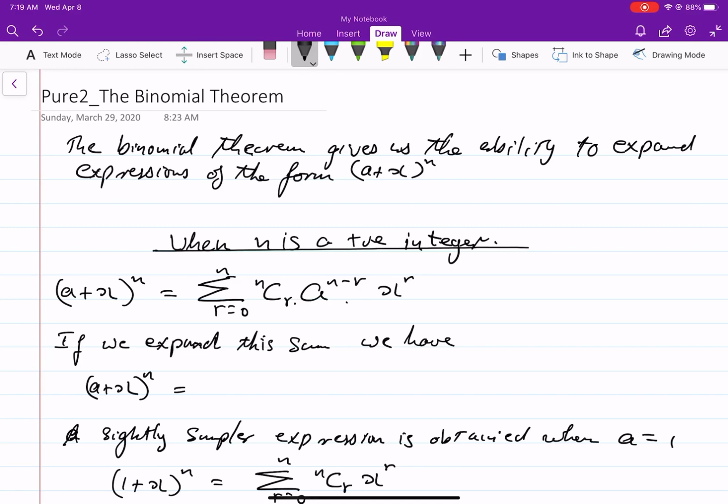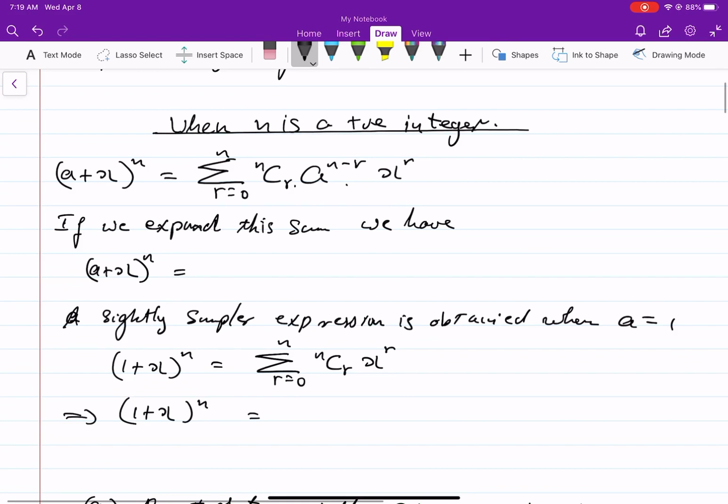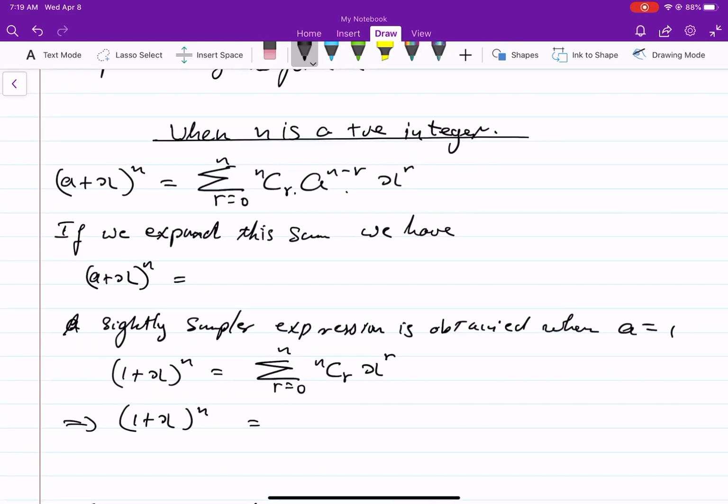There are a couple of different cases you have to look at. The first case we look at is when n is a positive integer. That means you have something like a plus x to the power 5 or a plus x to the power 10, a whole number.